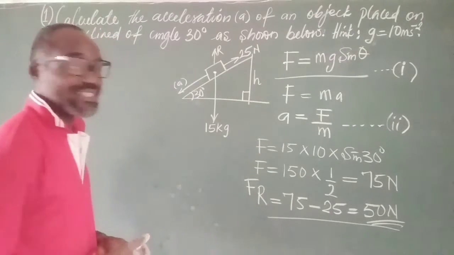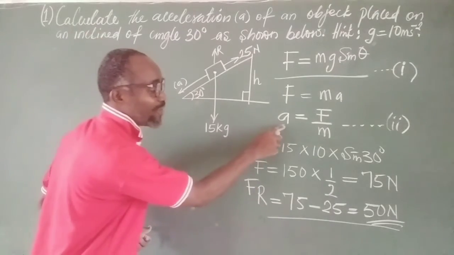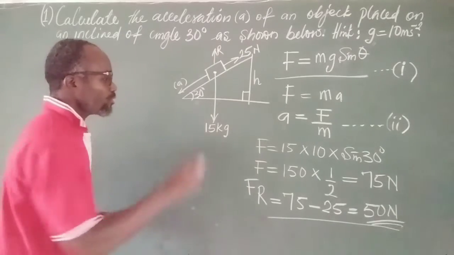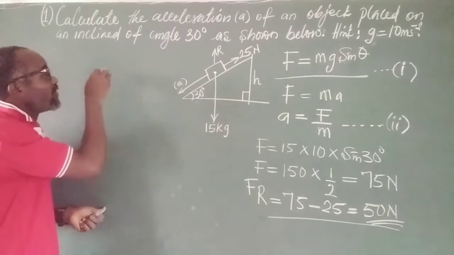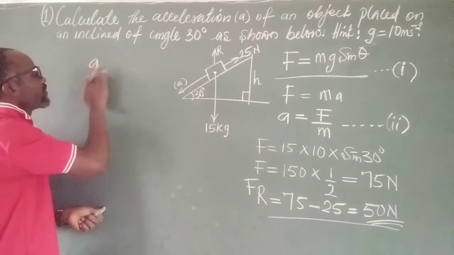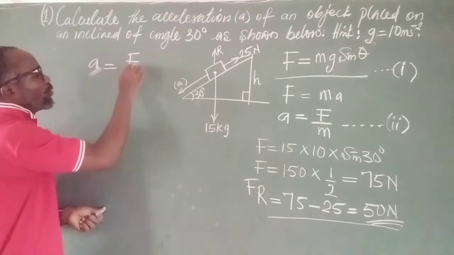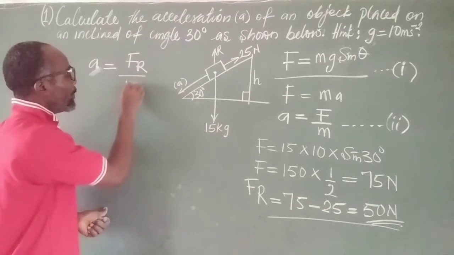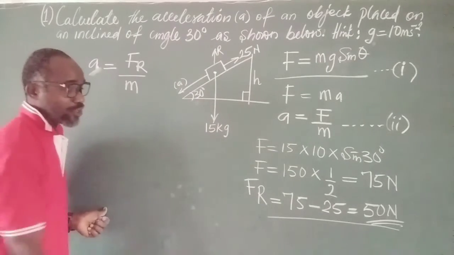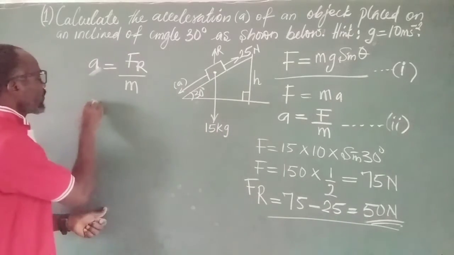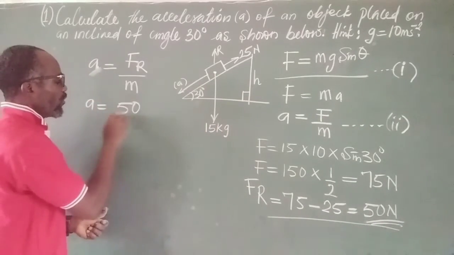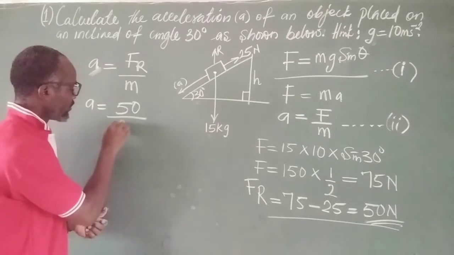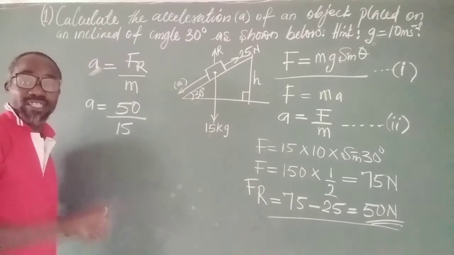Alright, having said that, it is time for us to find the acceleration of these objects sliding down the inclined plane. Very simple. So we restate equation number 2, which is given as acceleration a is equal to force, which becomes our resultant force at this point in time, all over mass. So the resultant force is 50, all over mass. What should be our mass here? 15 kg. We put 15, that's the value.